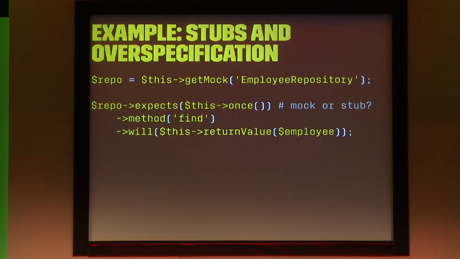And then again, on the employee repository, is it a mock or a stub? Are they only allowed to call the find method once? Maybe they do. Maybe it's a performance thing, but it's not that clear from the test anyway. So I'd ditch that and get rid of that.